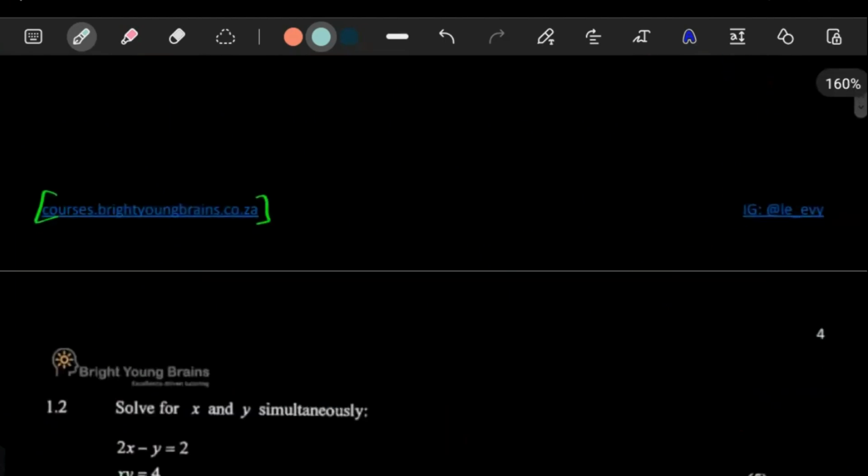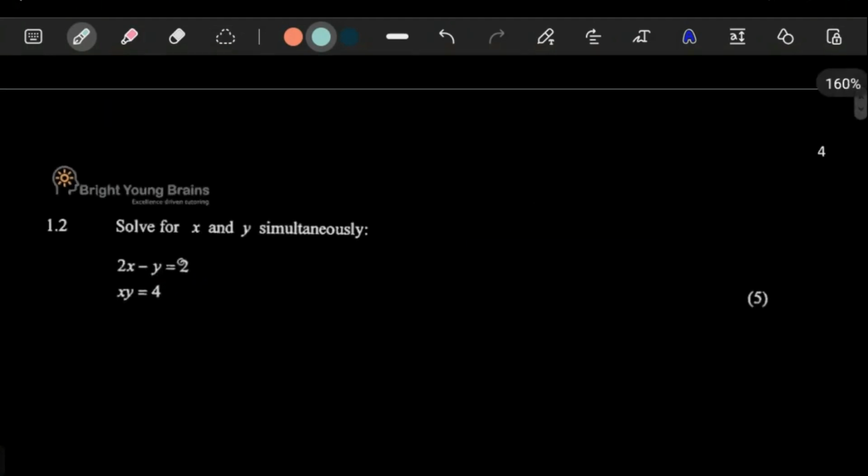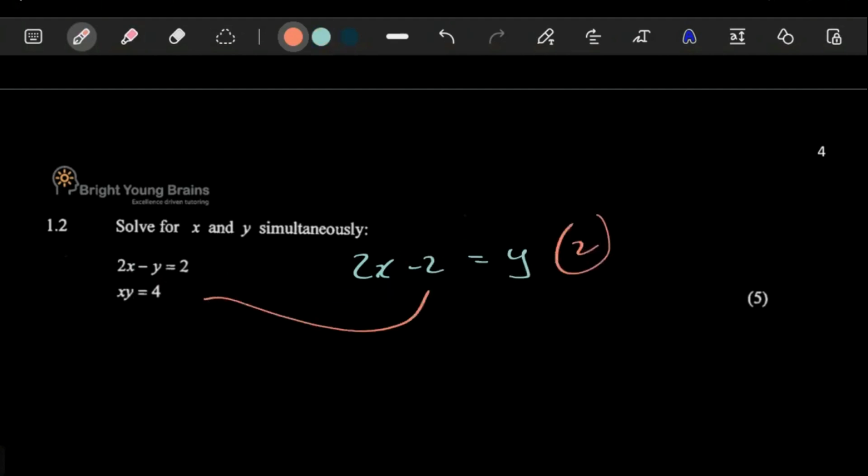Let's keep things moving. In 1.2 here, they're asking us to get x and y simultaneously. This one seems quite straightforward. We can isolate y over here, it seems like the easiest one to isolate, and then throw it in the second equation. So here we have 2x, the 2 goes to the other side and becomes a negative, and the y is on its own. Label this equation number 2. This equation we're going to throw into the other one.